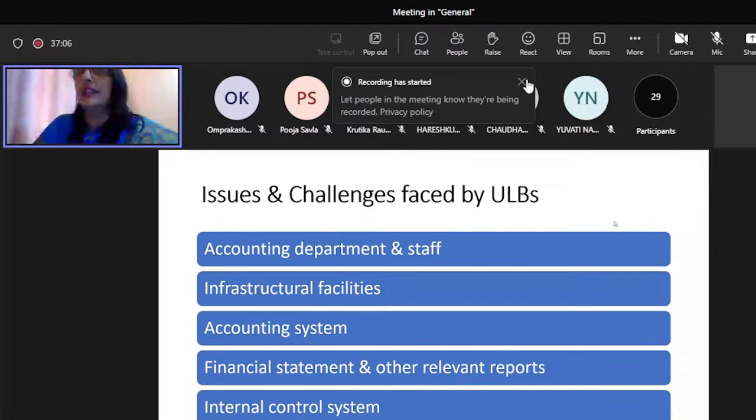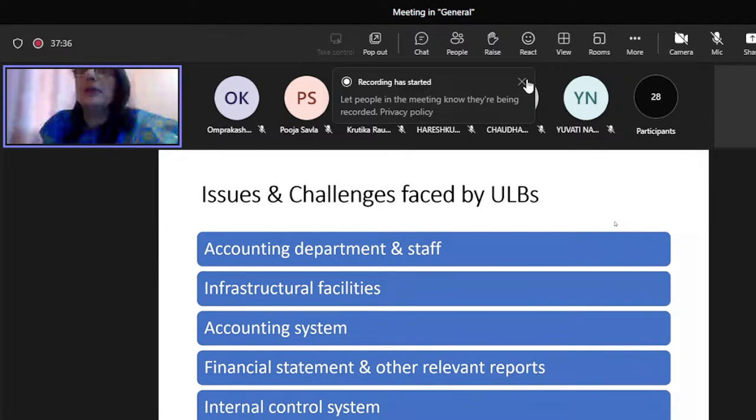That area must be looked into, that proper infrastructural facilities should be made for the urban local bodies, and the accounting records should be properly maintained for at least a few years, so that any citizen of India can visit the government site and see. You can see lots of municipal councils' financial statements are not being uploaded, so you cannot get a clear idea what they are doing, how they are performing.